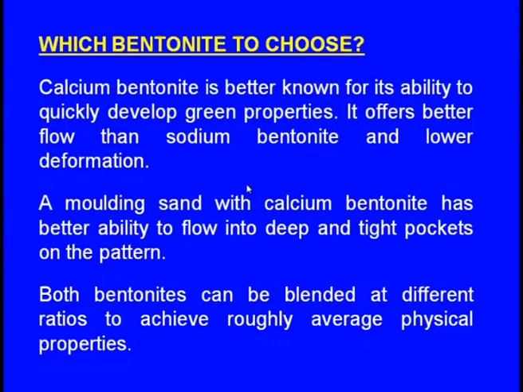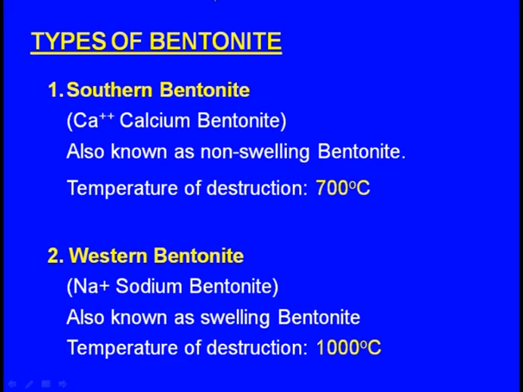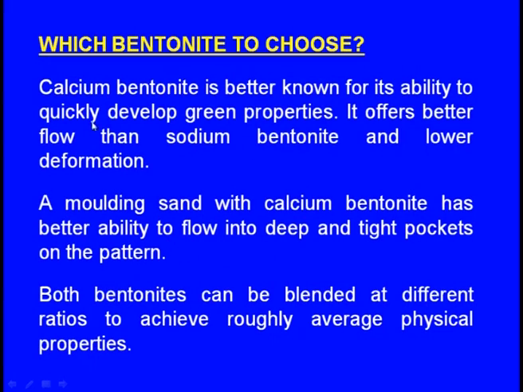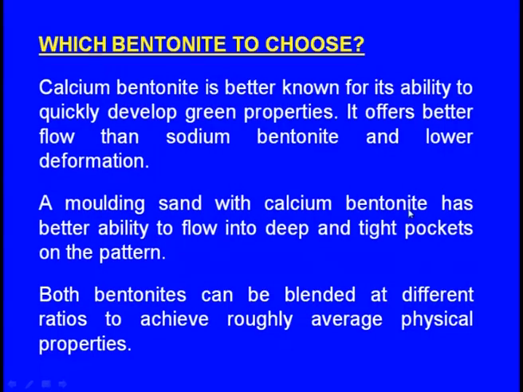Which bentonite to choose? That is the first question. We have seen that there are two types of bentonites, southern bentonite and western bentonite. Calcium bentonite is better known for its ability to quickly develop green properties. It offers better flow than sodium bentonite and lower deformation. A moulding sand with calcium bentonite has better ability to flow into the deep and tight pockets around the pattern. That is why both bentonites can be blended at different ratios to achieve roughly average physical properties.